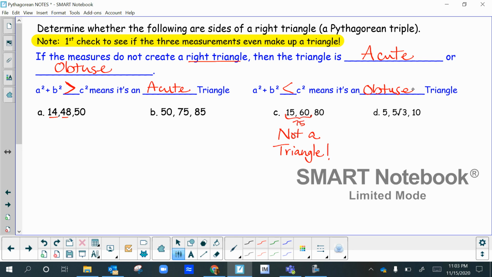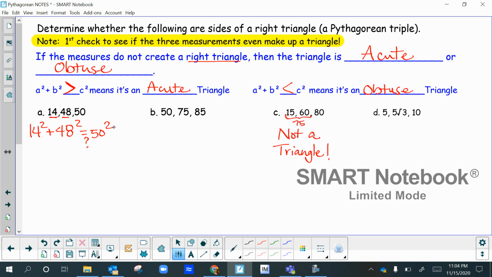Remember, it's going to be acute or obtuse. So I'm going to do 14 squared, and you always want to put the two smaller ones into a and b. And remember, these aren't always in order, so always be careful with that. And so is that, I want to put a question mark, equal to 50 squared? And now it's just a matter of using your calculator.